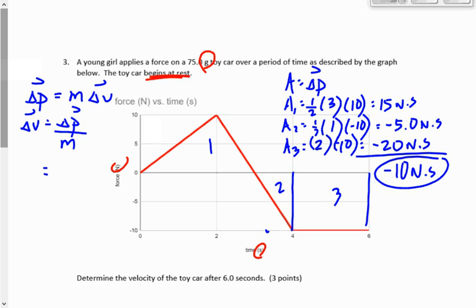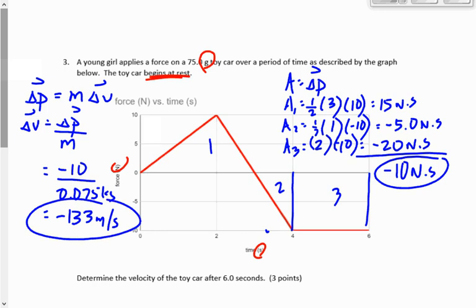Now in that question, you kind of had to work backwards and find impulse first, and then go back with the area and find the height. Okay, but in the end, it was still the same 2 things that we did. My impulse here is -10. My mass is 0.075 kilograms. That gives me a delta V of -133 meters per second. That's a fast toy car, 133 meters per second. Okay, it's a strong girl.